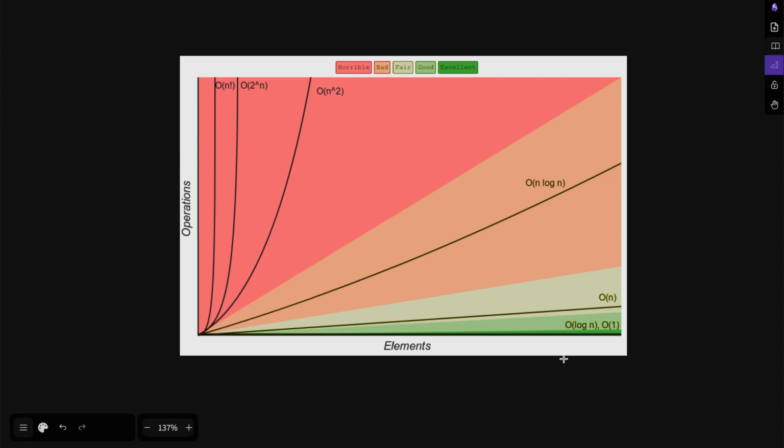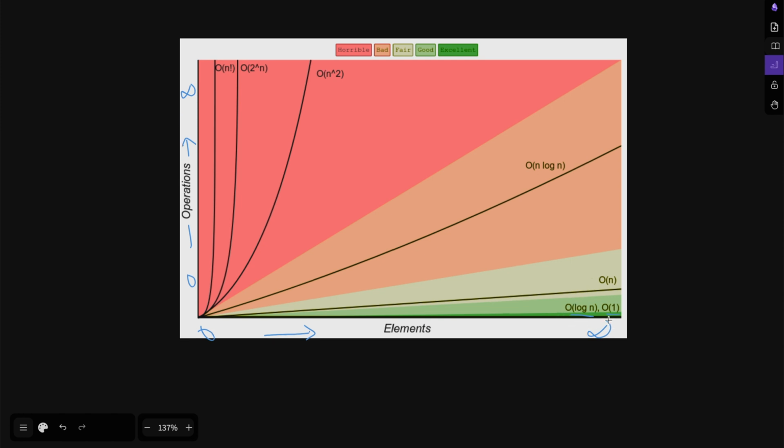Now here we have a graph which shows you the growth rate of different big O notations. On the x-axis, we have the number of elements growing from 0 to infinity, and on the y-axis, we have the number of operations, which is 0 to infinity. As you can see, algorithms with time complexity of O(log n) or O(1), which is constant time, are some of the best algorithms because the increase in the order of operations is negligible.